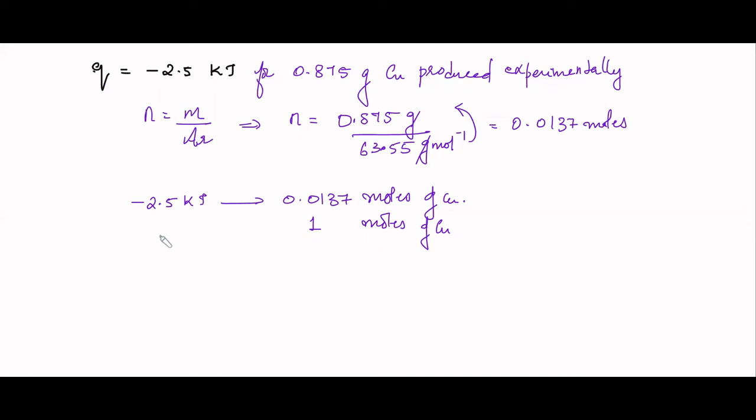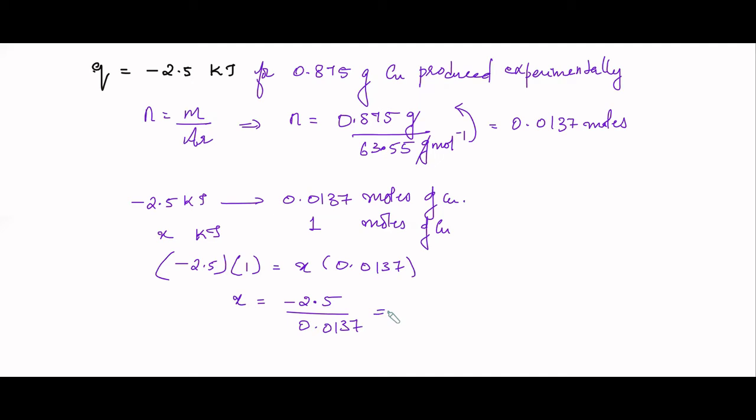So for 1 mole of copper, let's take this as X kilojoules. When I'm solving for X through cross multiplication, I get minus 2.5 times 1 is equal to X times 0.0137. So taking it to the opposite side, X is equal to minus 2.5 over 0.0137. When I divide this, I get the value as minus 182.48 kilojoules per mole.